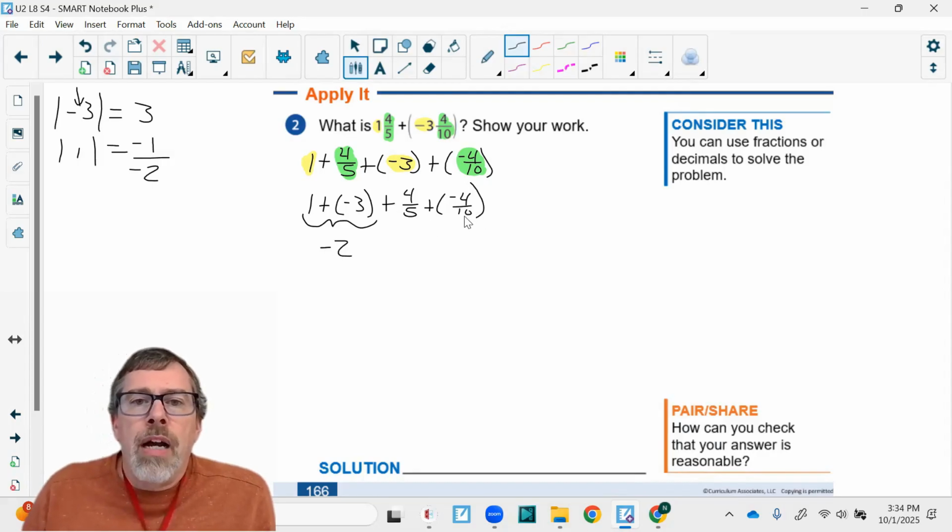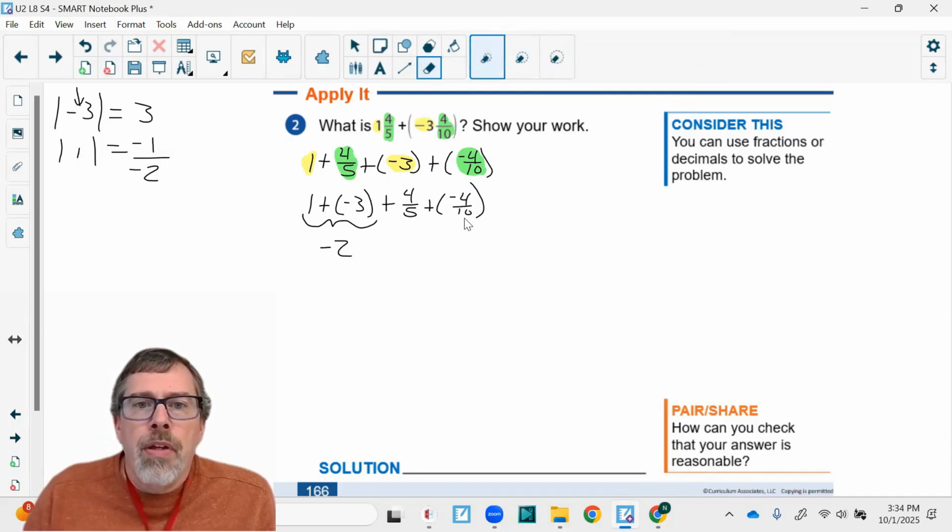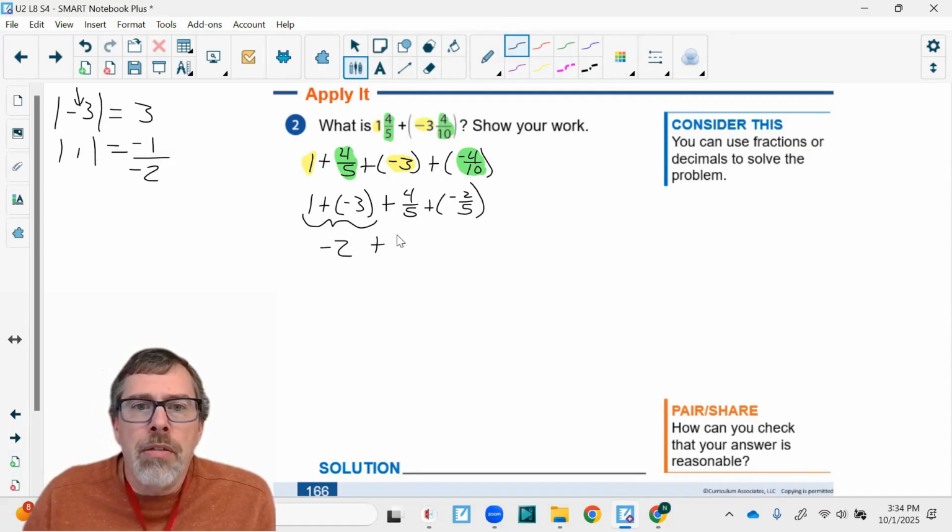These have to be common denominators. So I can reduce this. I'm just going to do that now. Instead of making it 4/10, I'm going to reduce it down to 2/5. So the denominators are equal, so I can add them. So it's going to be plus 4/5 plus a -2/5.